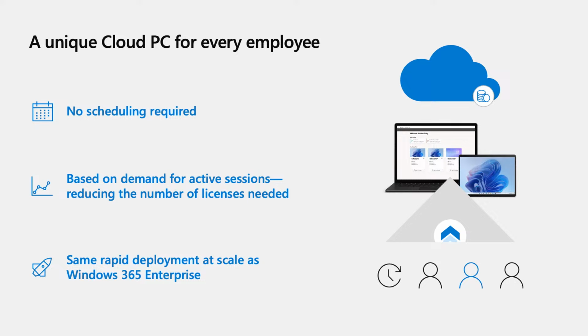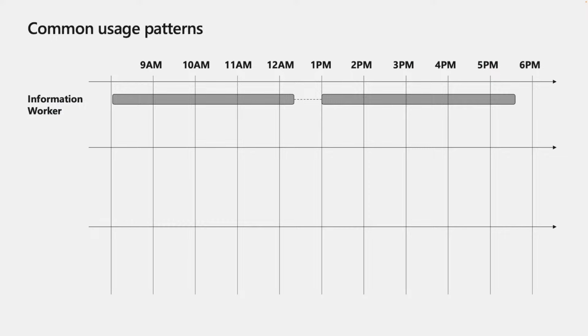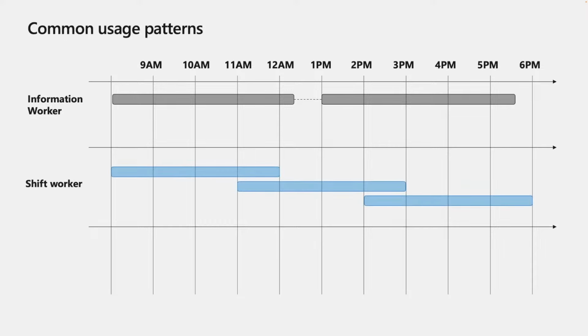So these were some of the key things that we have made sure to be able to enable with Windows 365 Frontline. Let's talk a little bit about some of the key usage patterns that we've learned and have inspired us to design the solution the way we have. As you can see in this diagram here, a lot of information workers are typically on at a very specific schedule, but shift workers oftentimes work rotating schedules. And while one is finishing up, another might be started.